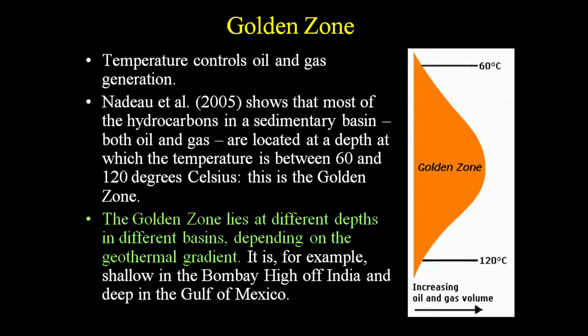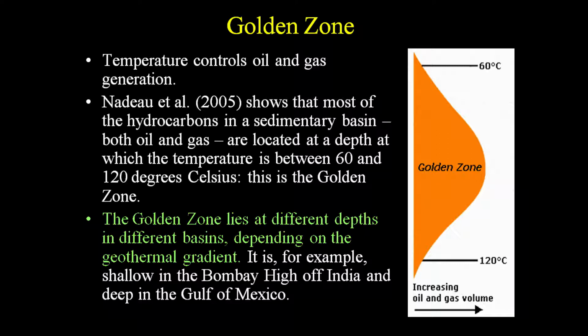Let's talk about the golden zone. Temperature controls oil and gas generation. Nadeau and his co-workers show that most of the hydrocarbons in a sedimentary basin, both oil and gas, are located at a depth at which the temperature is between 60 and 120 degrees Celsius. This is the golden zone.